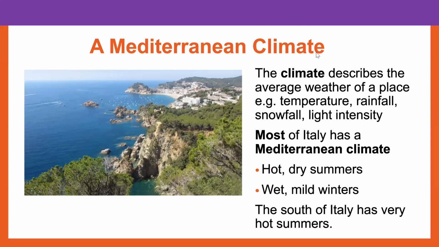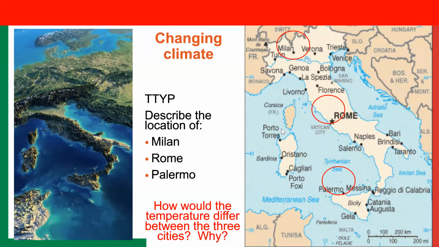So, a Mediterranean climate. A climate describes the average weather of a place, such as the temperature, the rainfall, the snowfall, or the light intensity. Most of Italy has a Mediterranean climate. Now, a Mediterranean climate has long, hot, dry summers. So it's very hot, very dry. Their winters are quite wet and mild, so they're not too cold, but they're still quite wet. And the south of Italy, so southern Italy at the bottom, has very, very hot summers.